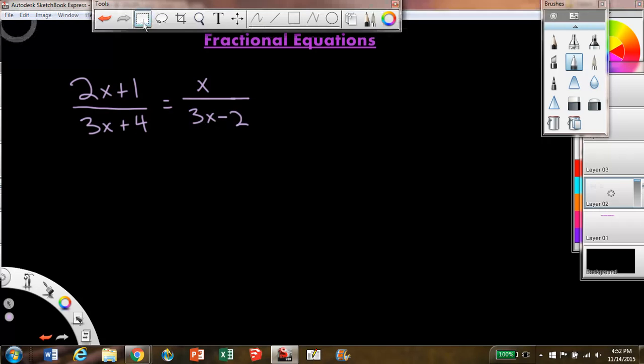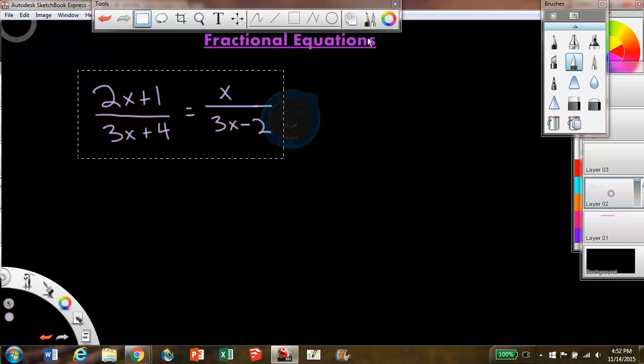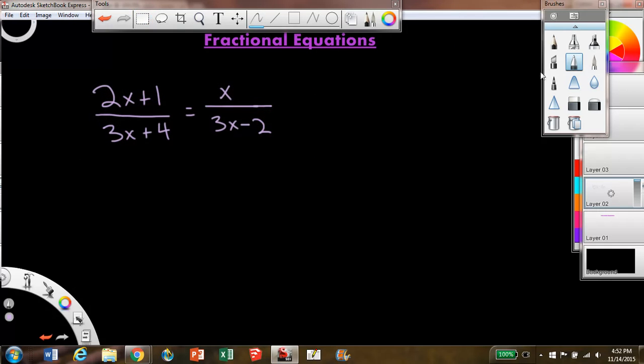So what I'm going to do here is I'm just going to work this out, and I'll make some points as I go along. The first thing we're going to do is approach this just like we would a normal equation. And we want to cancel out the denominators. That's what gets in our way here. So we're going to cancel out these denominators.